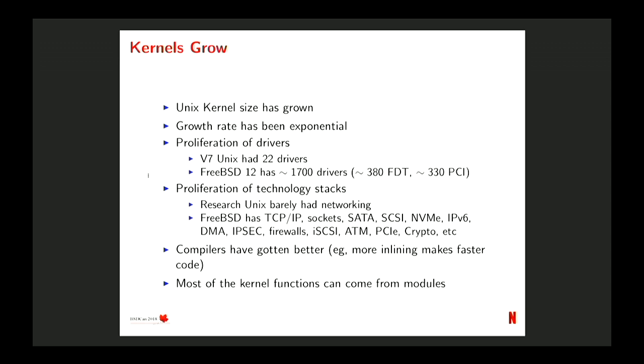And there's been a proliferation of technologies. Version 7 Unix didn't really have networking. Yes, there was a packet packing interface in it that you could use, but TCP/IP wasn't really a thing yet. And now we have TCP stacks and SATA stacks and SCSI stacks and IPv6 and IPsec and crypto, and the list just goes on and on and on. This is a partial list that I have up here. I didn't have enough room on my slide to include all the technologies we have stacks for. Also, compiler writers have discovered that if you aggressively inline, the code runs faster. So that's also contributed to the bloat.